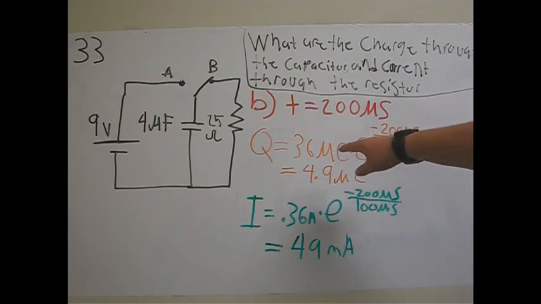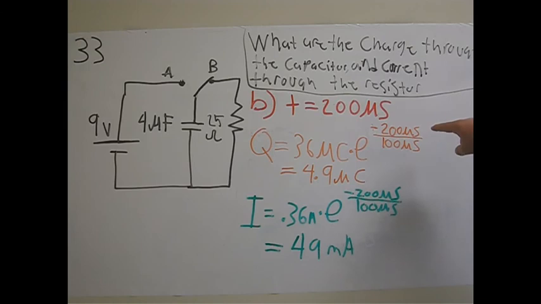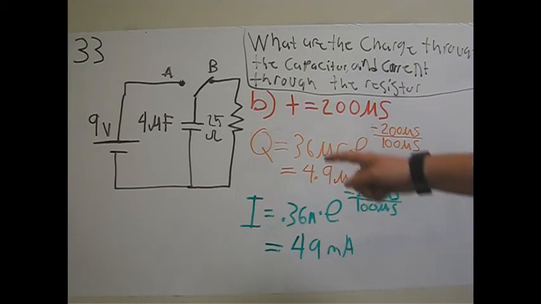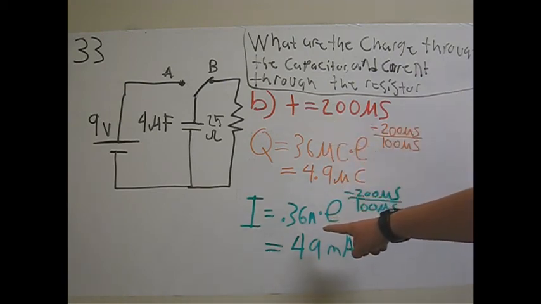Now we have 36 microcoulombs times e to the negative 200 microseconds divided by 100 microseconds, giving us a value for Q of 4.9 microcoulombs. The current is solved in the exact same way, except we switch Q for I, Q naught for I naught, and that's about it. So we have I equals 0.36 amps times e to the negative 200 microseconds divided by 100 microseconds, giving a value of 49 milliamps. And that's it.